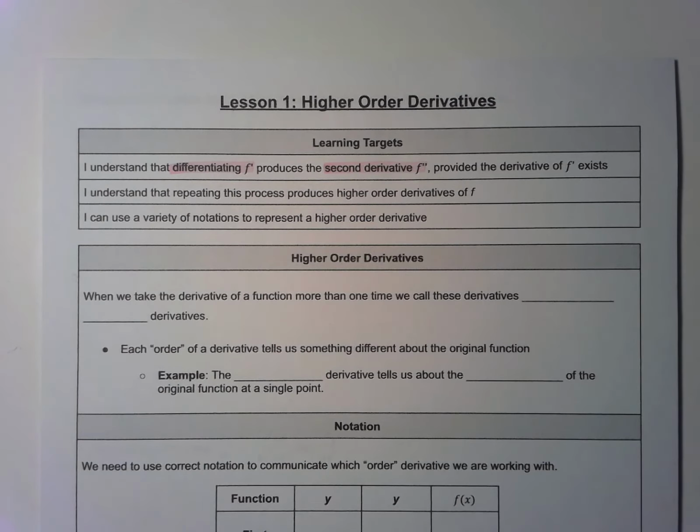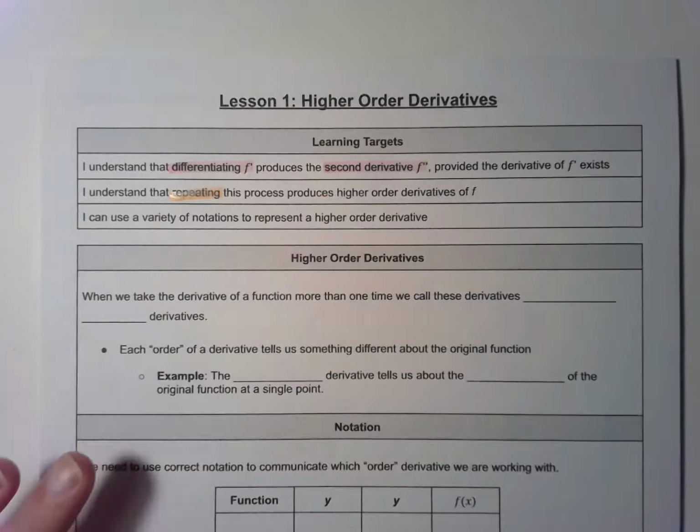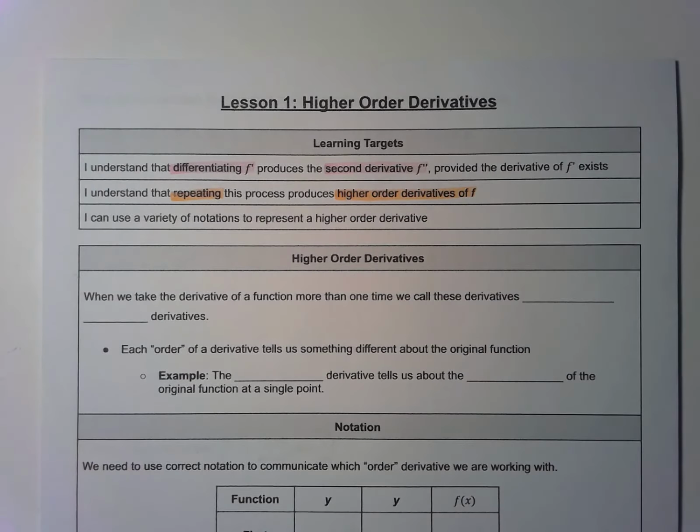The second learning target here is, I understand that repeating this process produces higher order derivatives. So in other words, as we continue to differentiate, if we repeat the process of taking the derivative, we get something called higher order derivatives. So the third derivative, fourth derivative, fifth derivative.